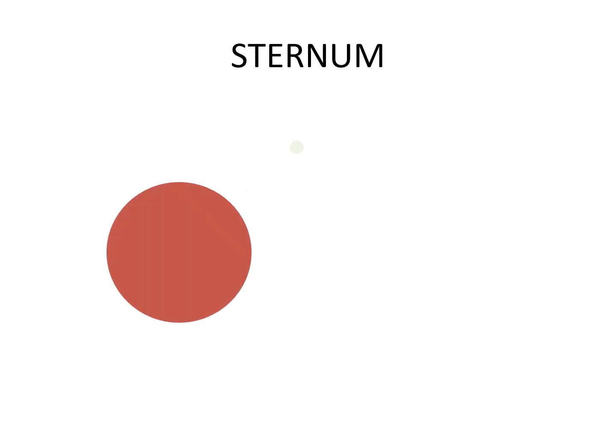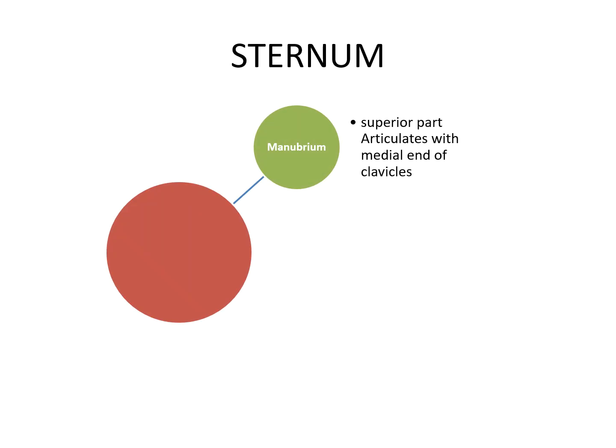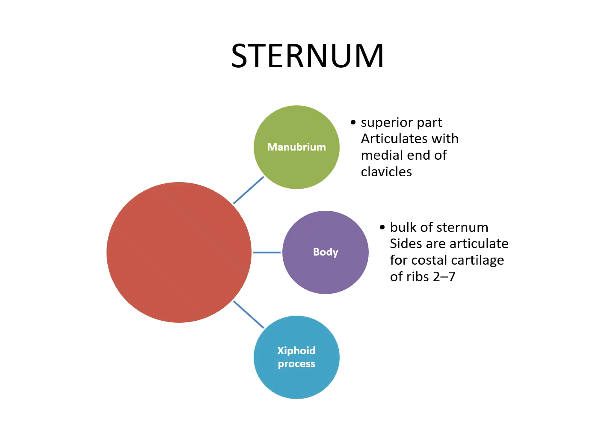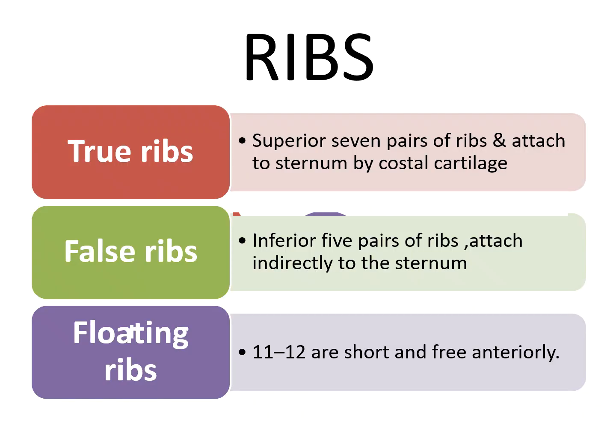So coming to the sternum, the sternum has three parts. Already we have seen this in the diagram. So the manubrium, body, and your xiphoid process. The manubrium is the superior part which articulates with the medial end of the clavicle, and the body is the bulk area of the sternum which articulates with the costal cartilages of ribs 2 to 7, and the xiphoid process is the inferior end of the sternum.